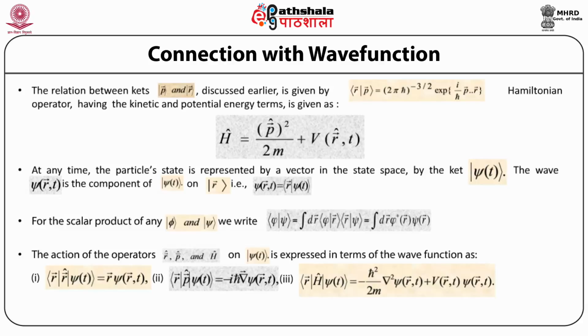And finally, in a similar manner, we can also define the expression of the wave function in terms of the Hamiltonian operator, that is, when the Hamiltonian operator is acting on the wave function ket vector psi of t. This can be written as bra vector r, operator H, which is the Hamiltonian operator, acting on ket vector psi as a function of t, and this turns out to be equal to minus h cross square by 2m times del square operator acting on the wave function psi as a function of position vector r and time t, plus the potential energy term, that is the potential energy function V as a function of position vector r and time t acting on the wave function psi as a function of position vector r and time t. So this defines our complete Hamiltonian operator acting on the wave function ket vector psi of t.